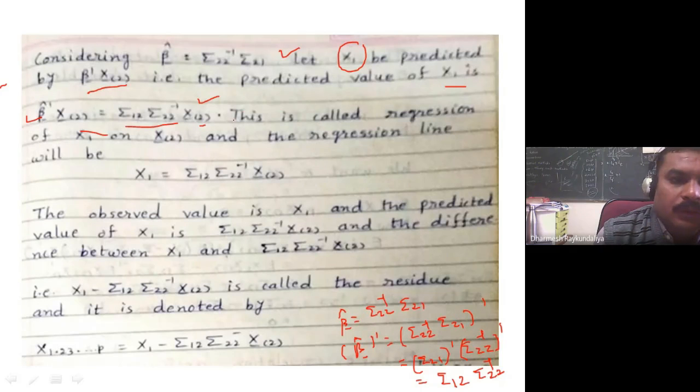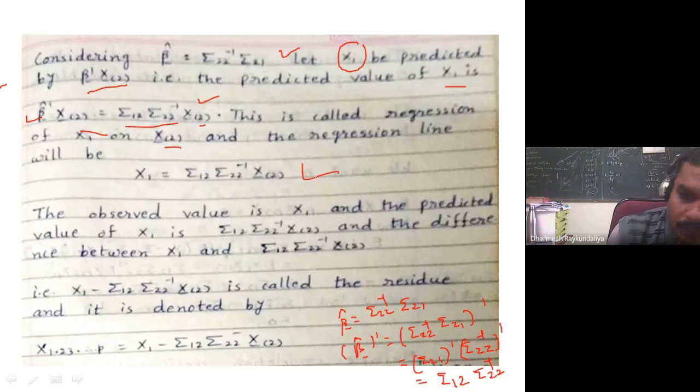This is called the regression of x1 on x2 to xp. अगर आपको पूछा गया है कि गिव द फॉर्म ऑफ रिग्रेशन ऑफ x1 on x2, तो इट इज नथिंग बट x1 इक्वल टू सिग्मा 1 2 सिग्मा 2 2 इनवर्स x2. ठीक है.